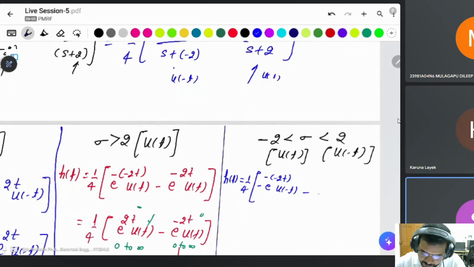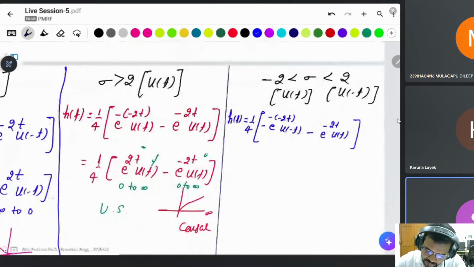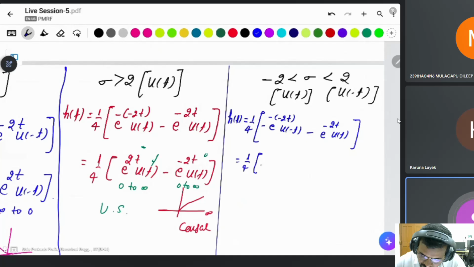minus, this will be the u(t) function, e to the power of minus 2t into u(t), 1 by 4 e to the power. You can take minus common, minus 1 by 4 e to the power of 2t into u(-t) plus e to the power of minus 2t u(t).